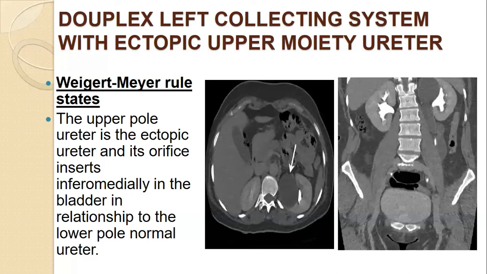The kidney may be crossing the midline, but the ureter is not crossing the midline. Its orifice is on that side. For instance, if the left kidney is crossing the midline going towards the right side, the left ureter will always be there with an orifice on the left side in the bladder. So this is the law.